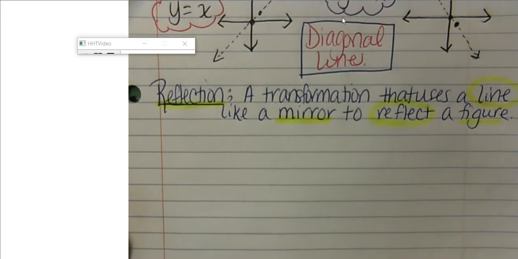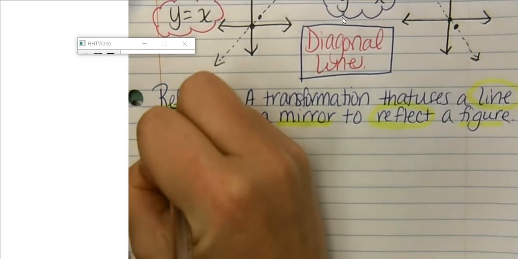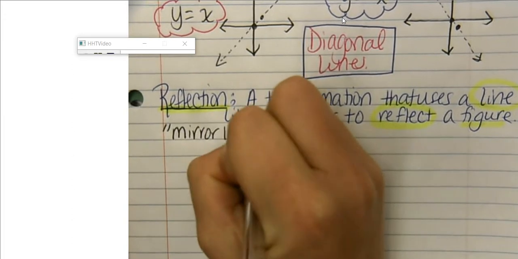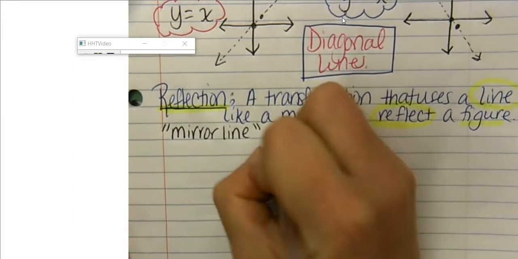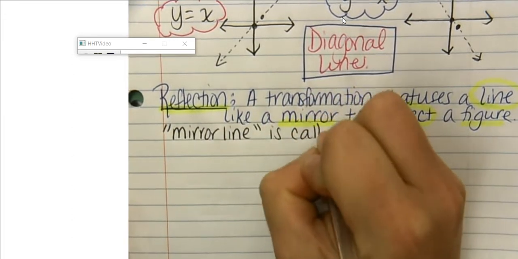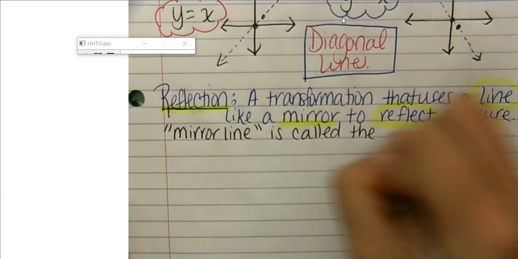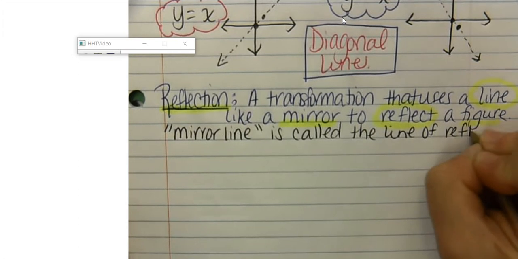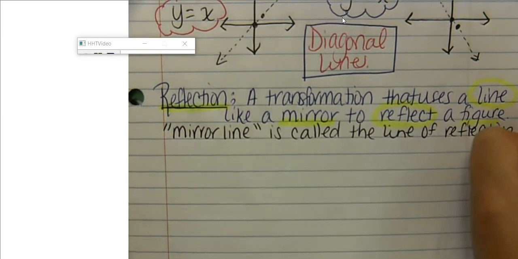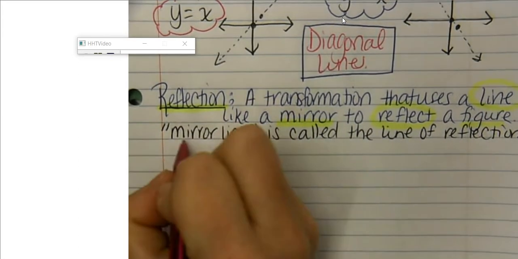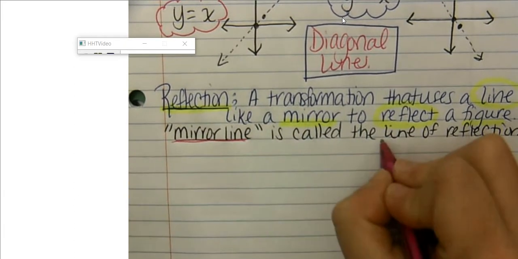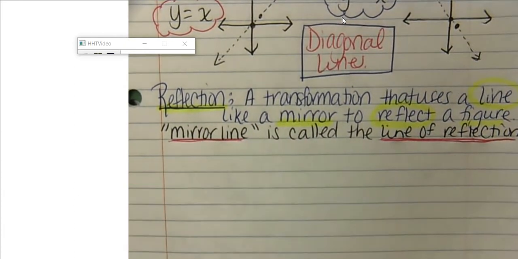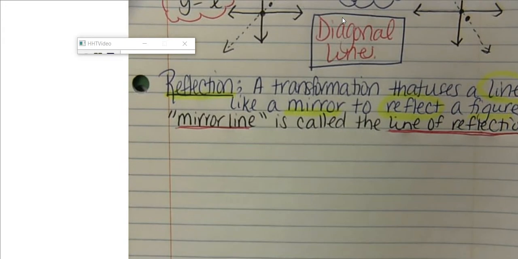Now, a mirror line is called the line of reflection. So our mirror line is our line of reflection. Our line of reflection can be vertical, horizontal, or a diagonal.